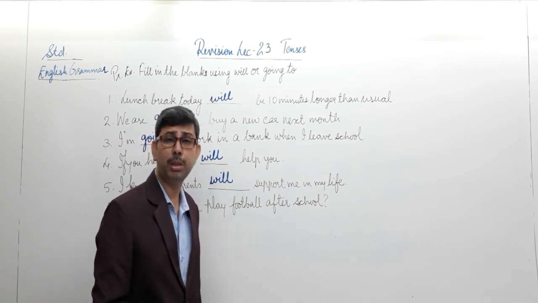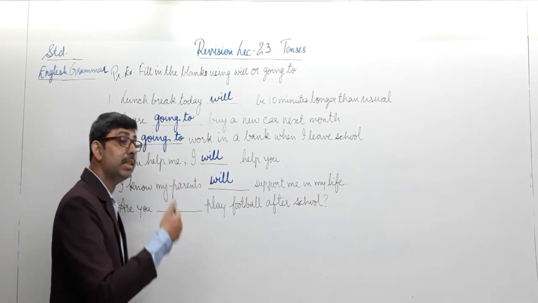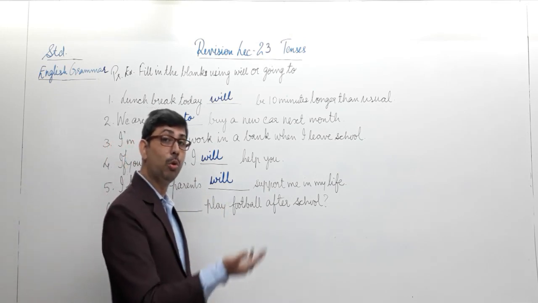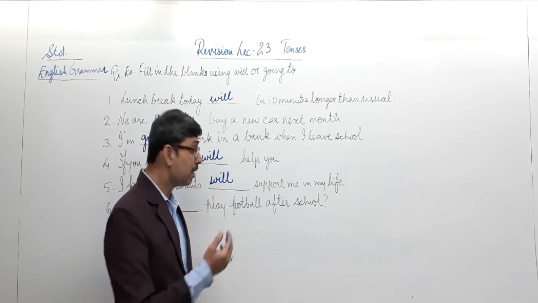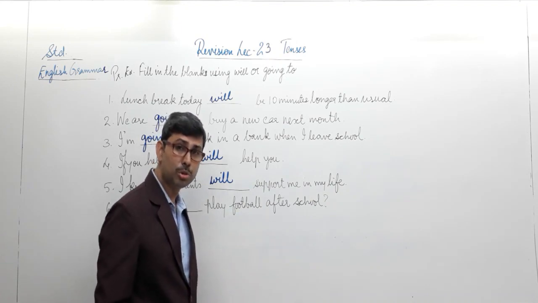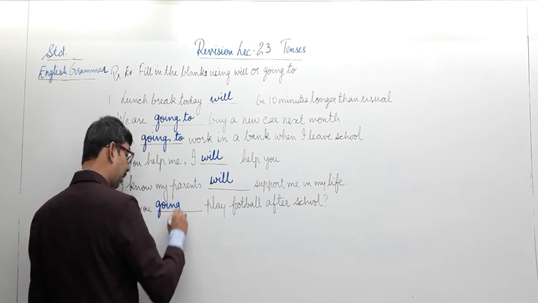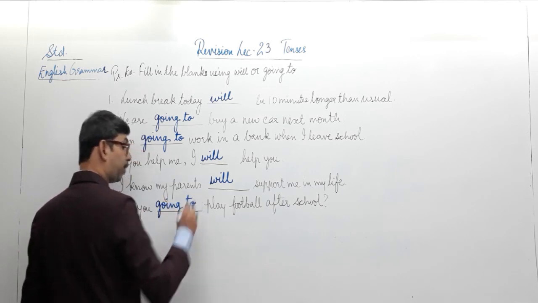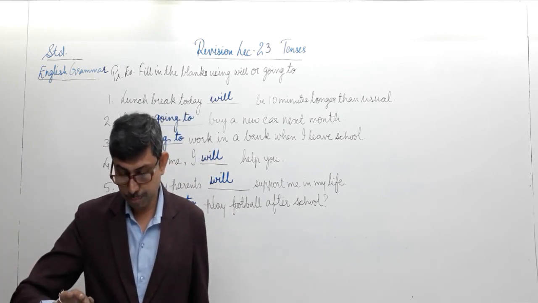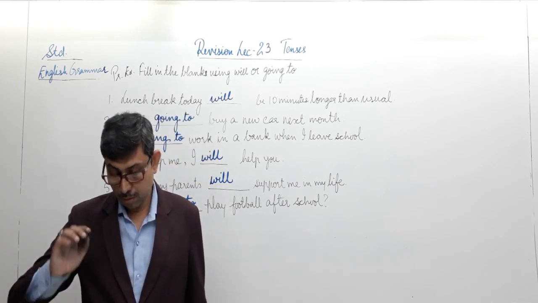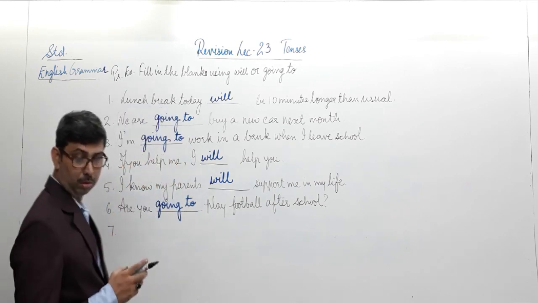There's only one possibility of inserting over here, the future form, to find out somebody's intention. So you want to know from the person you are speaking to whether they are willing to play football or not after school. So are you going to play? That's the only thing that you can write over here. Are you going to play football after school? Yes or no? Yes, no type question. Next one. Number 7.